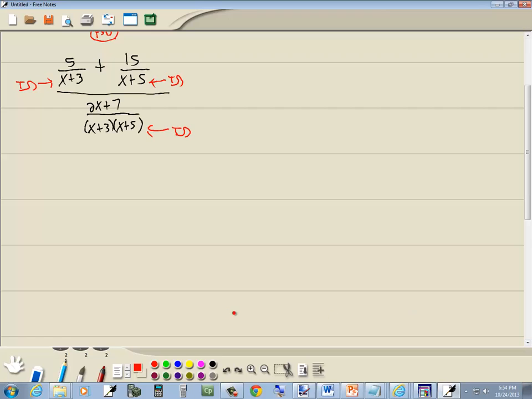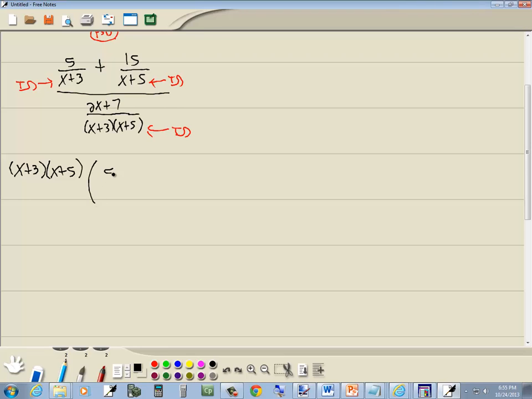Now to simplify this, we need to figure out what the LCM is of all our inner denominators. So I'll start with my first factor, the x plus 3. I'm looking for the greatest number of x plus 3's in a single inner denominator. There's 1 here, none here, 1 here. So the greatest number of x plus 3's in a single inner denominator is 1. Then I go to the x plus 5. I'm looking for the greatest number of x plus 5's in any single inner denominator. There's none here, 1 here, 1 here. So the greatest number of x plus 5's is 1. So this is our LCM, and this is what we'll multiply everything by.